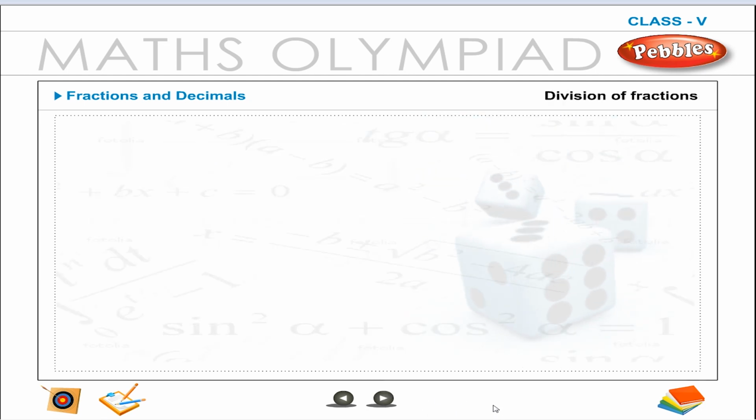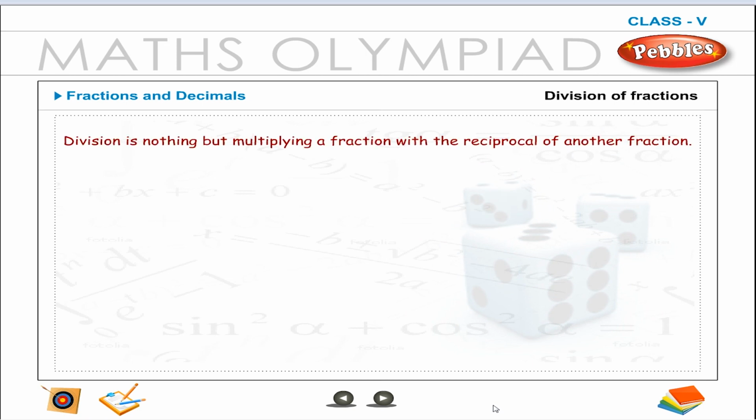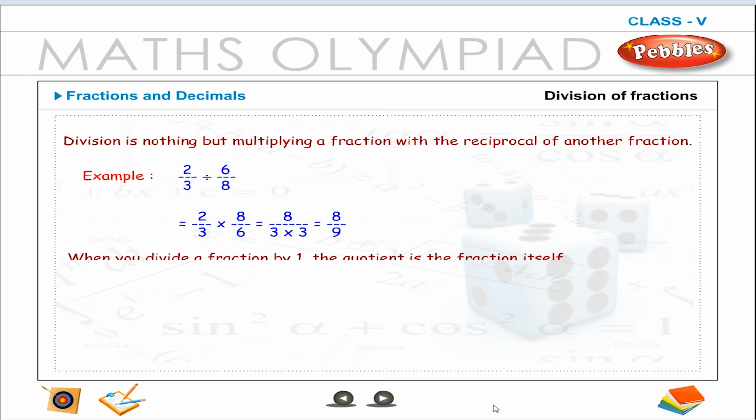Division of fractions. Division is nothing but multiplying a fraction with the reciprocal of another fraction. Example, 2 by 3 divided by 6 by 8 is equal to 2 by 3 into 8 by 6, which is equal to 8 by 3 into 3, which is equal to 8 by 9.